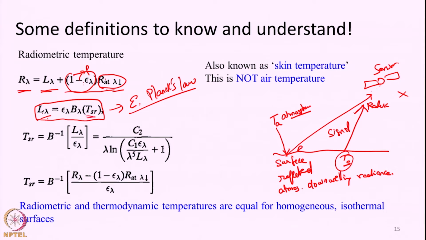I want to get this Ts, the surface temperature. So, what should I do? The Ts surface temperature is equal to the observed radiance divided by the emissivity of the object. When you give this value to the inverse Planck's function, then we will get the temperature T.